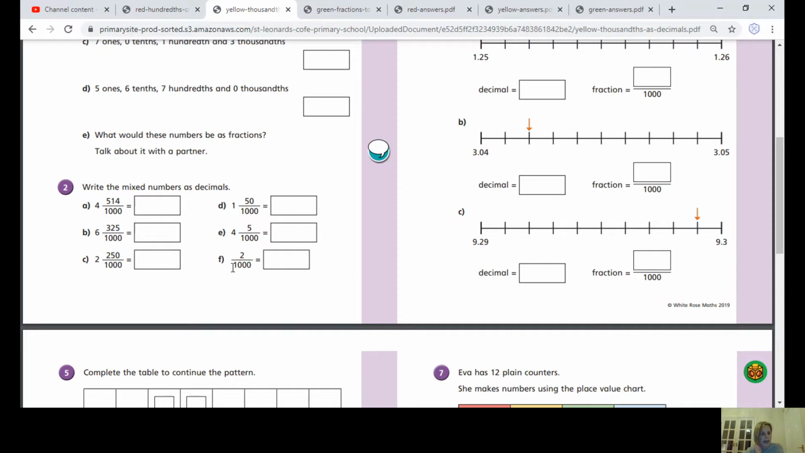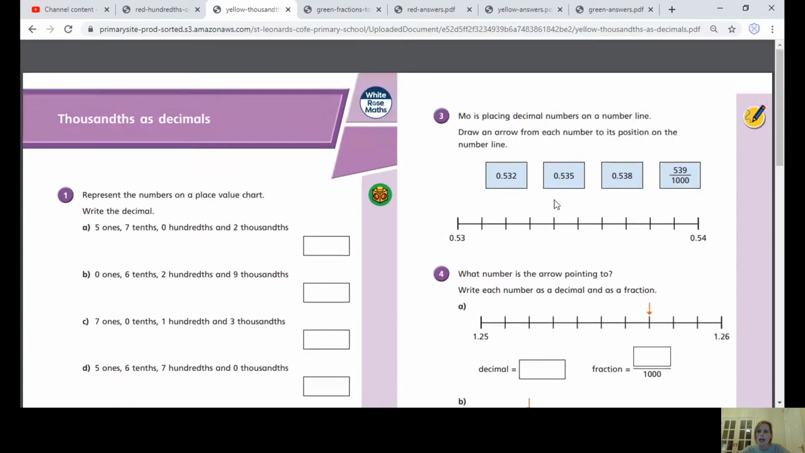Okay, so although they look quite tricky, they're pretty straightforward. The last one here, well, actually, the last 3, they will have some zeros in them. So just watch those ones.